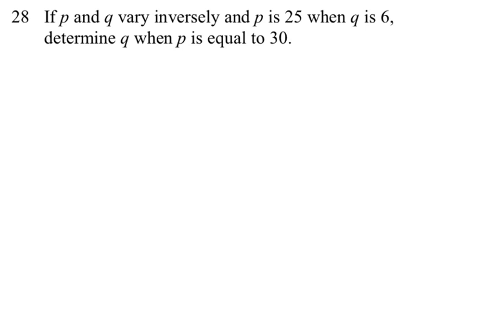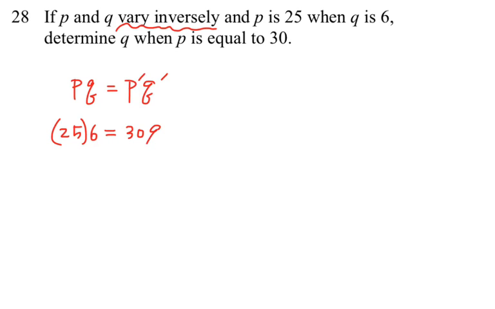Number 28. The fact that they vary inversely means we get to multiply them and their products are equal to each other. So p times q must be equal to p prime times q prime. The first set of values of p and q is 25 and 6. So when I multiply them, that should be equal to 30 times q. Then we get to realize 150 equals 30q. Then obviously q would be equal to 5.